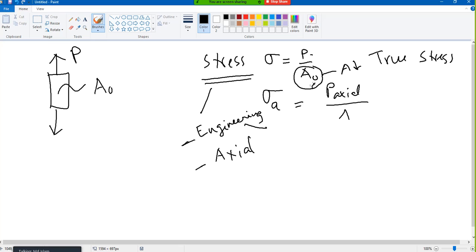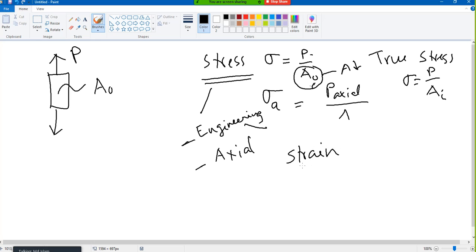So that is why we do not call it true. It is just engineering. What is true? True stress is the force divided by the area at any time. It will change every moment, because every moment my area is changing. That is true stress.